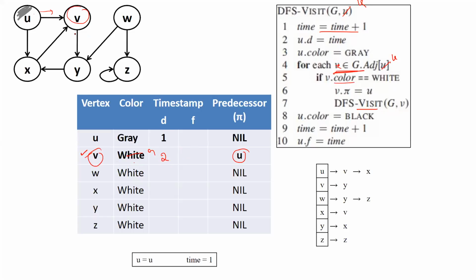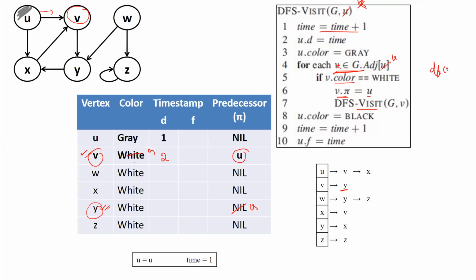What is adjacent to V? That is Y. So DFS of Y will be invoked after this, and the predecessor of Y will become equal to V. So the predecessor of Y will become V. And now you will focus on this, once you are going for the DFS traversal of Y.